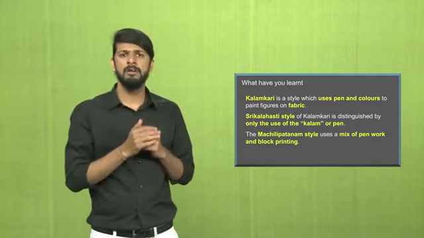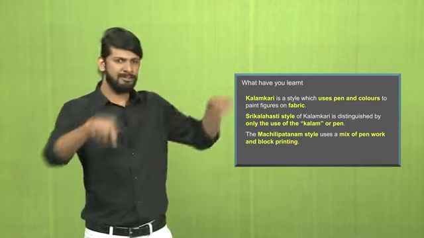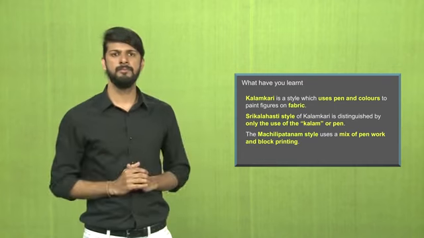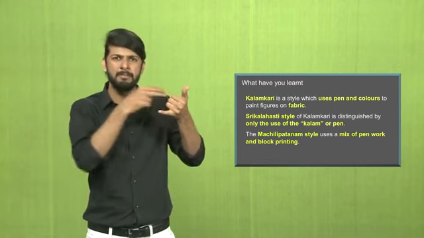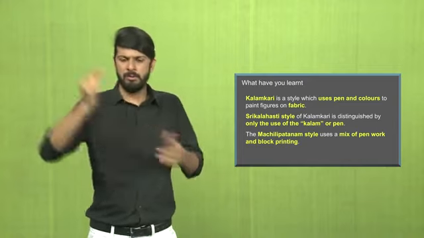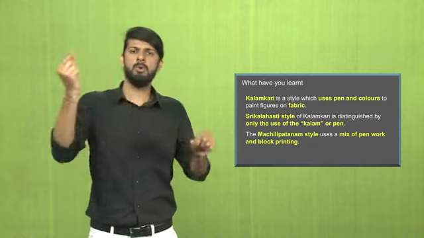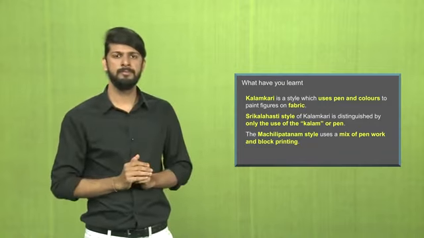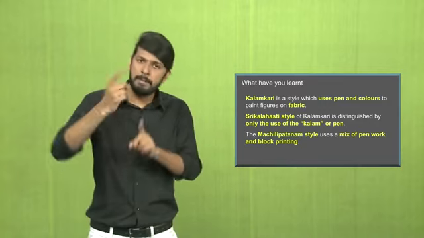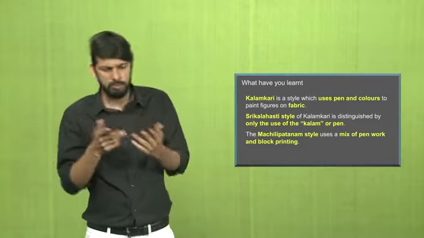Kalamkari is the style which uses the reed pen and colors to paint figures on fabric. Kalamkari has two styles. The first, Sri Kalahasti. This style of Kalamkari is distinguished by only the use of the kalam or the pen. The second style, which is Machilipatnam, uses a mix of pen work as well as block printing.